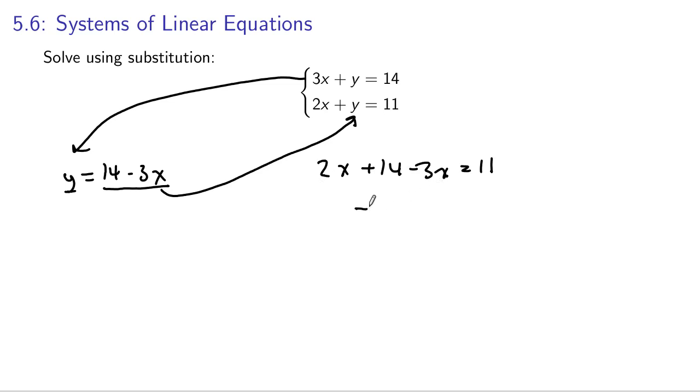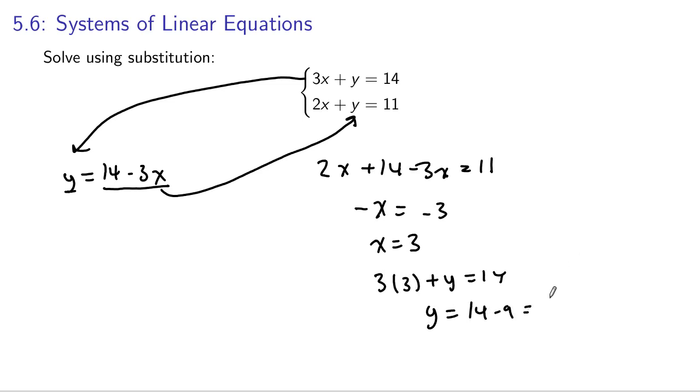2x minus 3x is negative x. 11 minus 14 is minus 3. So x has to be 3. That is, no, we're not done. Remember, we have to get values for all the variables. So we back substitute. We take either equation and plug in 3 for x and solve for y. So we have y is 14 minus 9, which is 5. So a solution to this system is x equals 3, y equals 5.